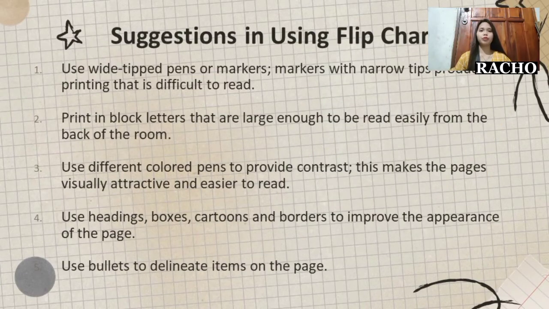Tips in using a flip chart. First, use wide tip pens or markers. Markers with narrow tips produce printing that is difficult to read. Wide tip pens or markers deliver more ink and therefore make thicker lines. You use them to write large, easily readable words for presentation. Make the letters big enough and leave enough space between the letters so that everyone, even those sitting further away from the whiteboard or flip chart, can read the text clearly.